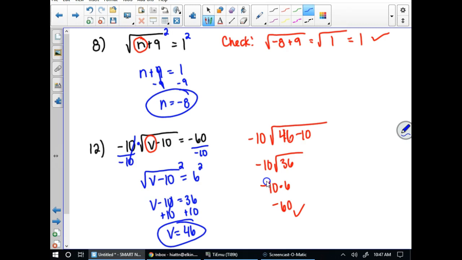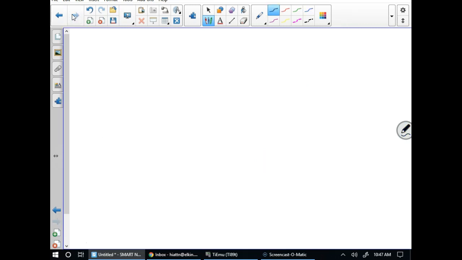All right, let's do number 20. So still on that first worksheet, flip over there to number 20. We've got the square root of 3n plus 12 equals the square root of n plus 8.